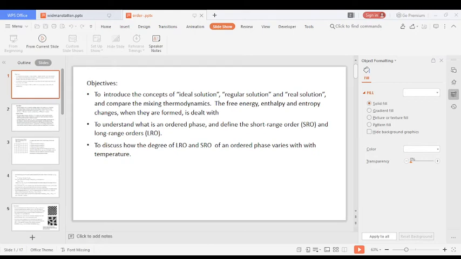The objectives here are to introduce the concept of ideal solution and regular solution as well as a real solution, and compare the thermodynamics of mixing. The free energy, similarly enthalpy and entropy associated with these solutions is dealt with.